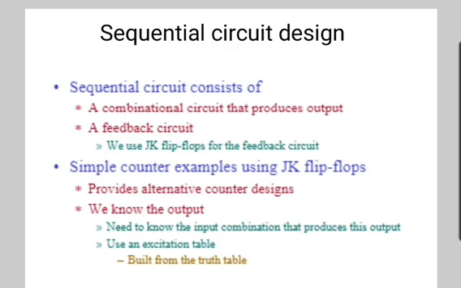Then the classification of sequential circuit. The sequential circuits are classified broadly into two types, that is asynchronous and synchronous, depending on the timing of their signal.